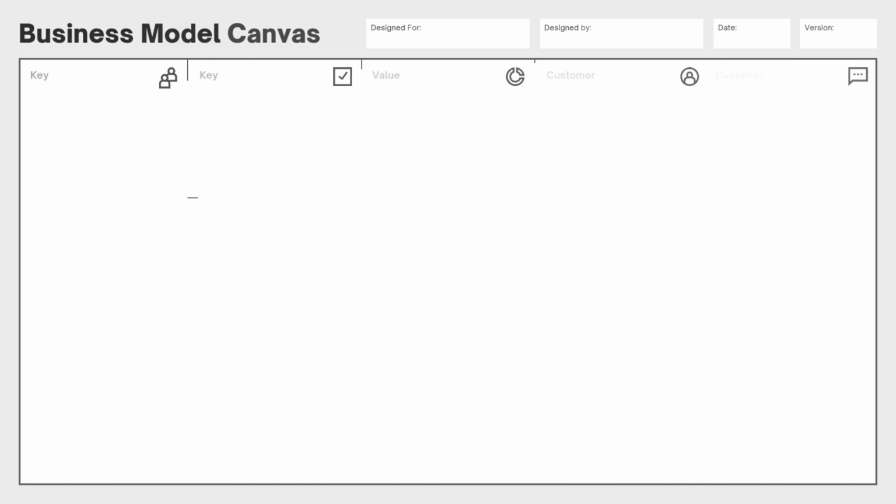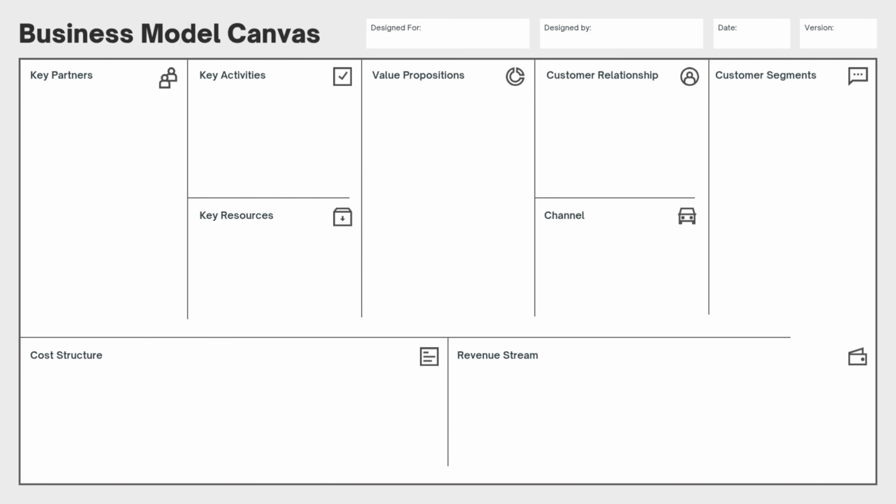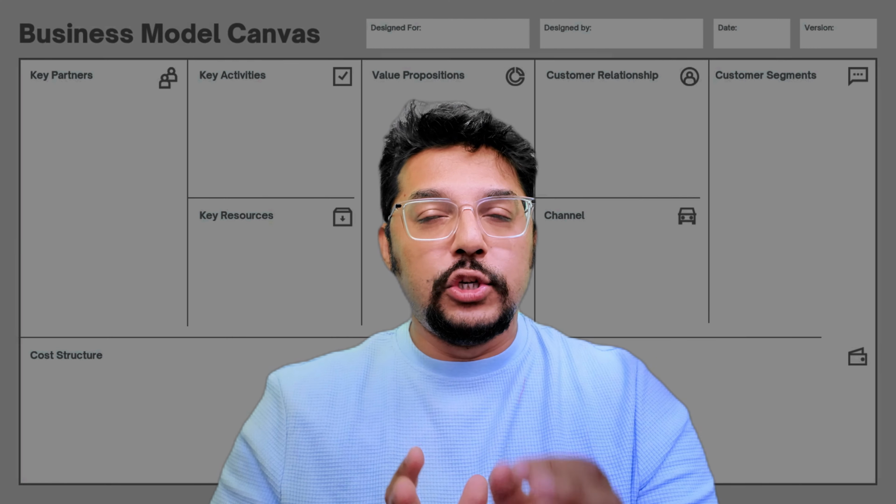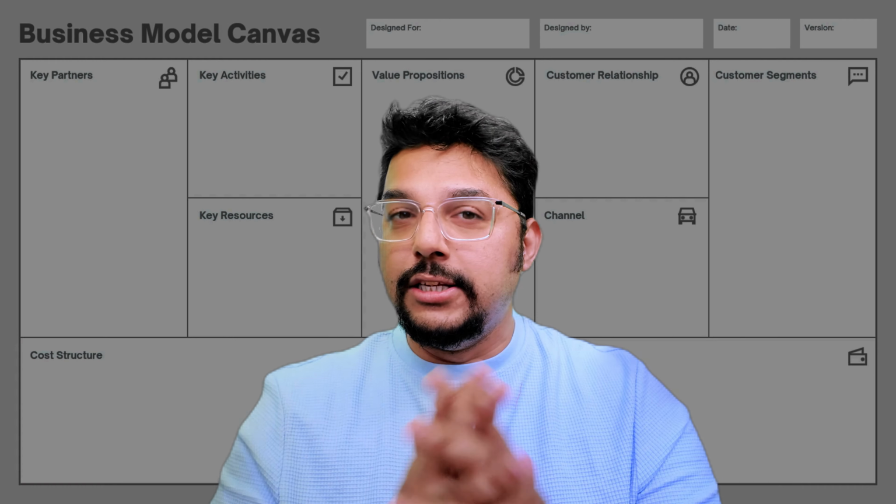If you are an entrepreneur, a business student, or someone with a great idea, you are in the right place. Today we are going to talk about one of the most powerful tools for structuring a business, the business model canvas. Whether you are launching a startup, refining an existing business, or just exploring how successful companies operate, understanding the business model canvas or BMC is a game changer.